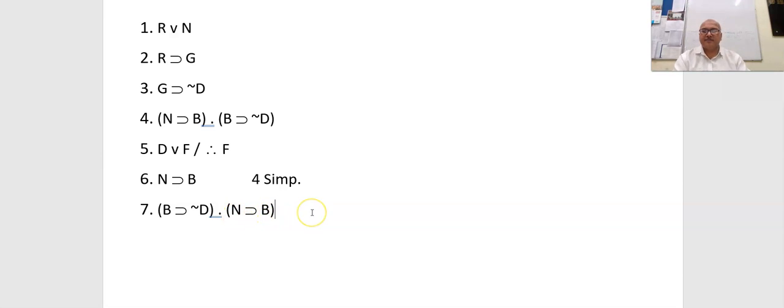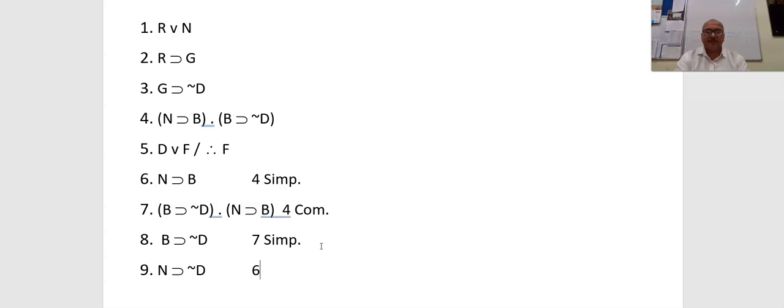So you know the rule of commutation. Line 4 we have applied the rule of commutation, and now we can use again the rule of simplification and write B implies D. This is in line 7 rule of simplification. So we have got N implies B, we have got B implies negation of D. From these two lines 6 and 8 we can get N implies negation of D.